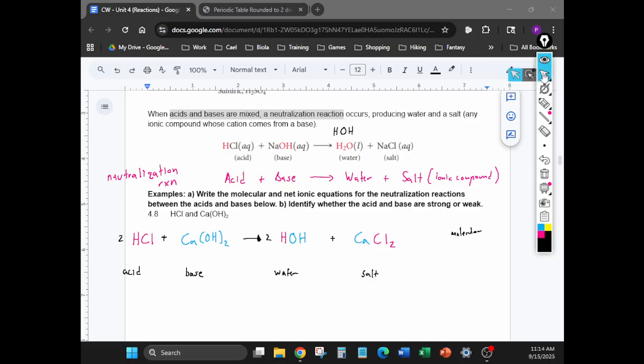Alrighty. Oh, one quick thing. Sorry, I forgot the state of matter notations. HCl, because it's a strong acid, it's aqueous. This is a strong base, so it's aqueous. Okay, let's talk about the products now, the state of matter. Water. The state of matter for water will always be liquid. It's going to be L. And then CaCl2 is going to be aqueous.